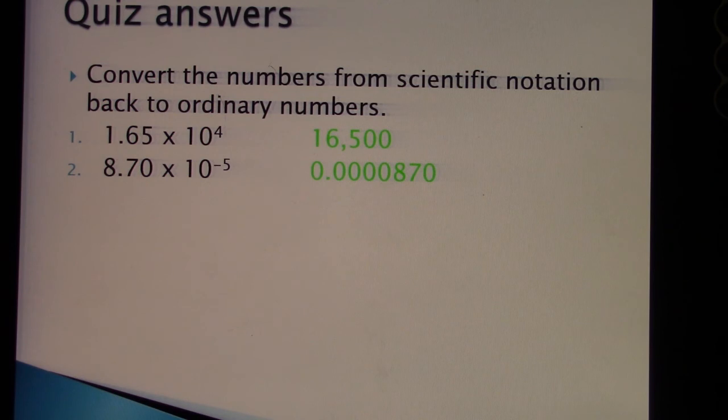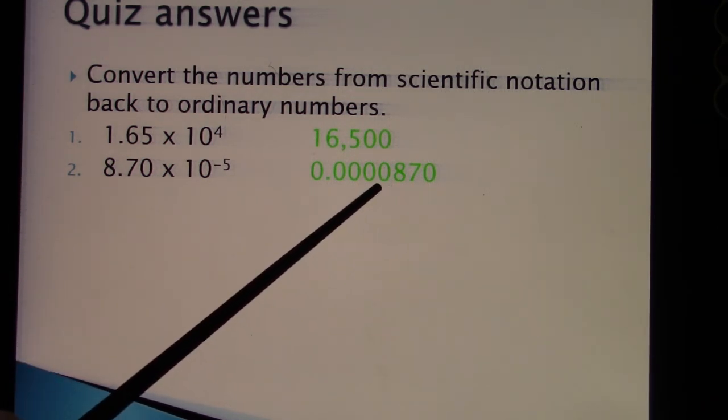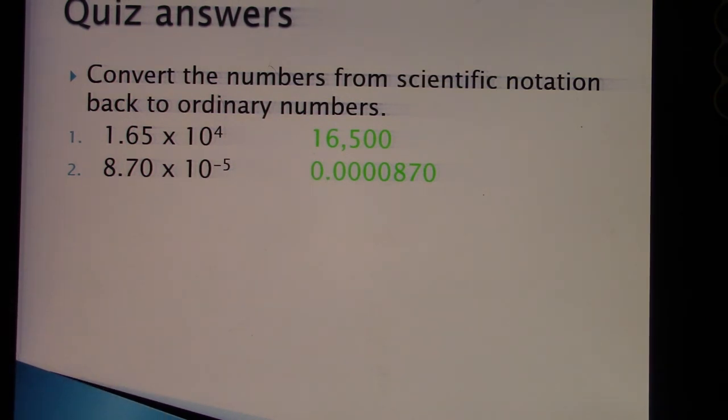Alright, 8.70 times 10 to the negative 5th. That means we're going to move the decimal 5 places in this direction. So you're going to go 1, 2, 3, 4, 5. If you want to start here, you can just check 1, 2, 3, 4, 5. Alright, 3 sig fig, 3 sig fig.